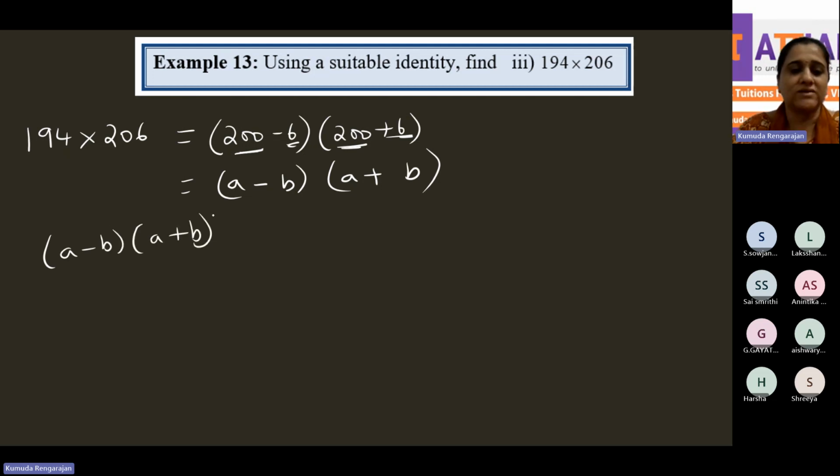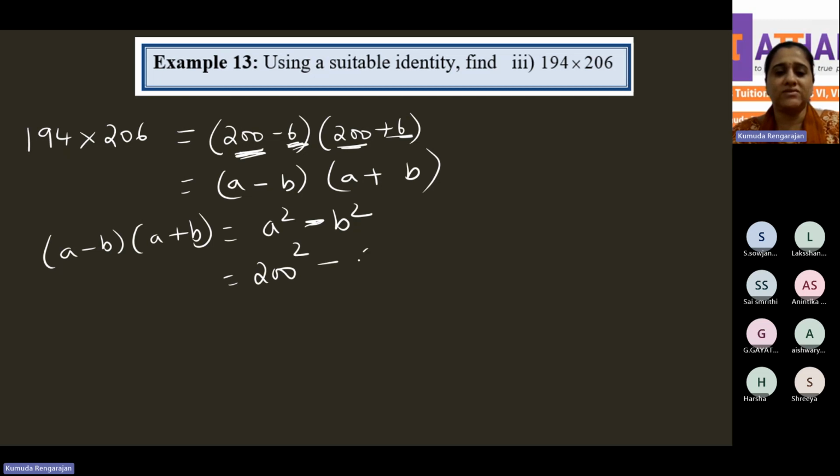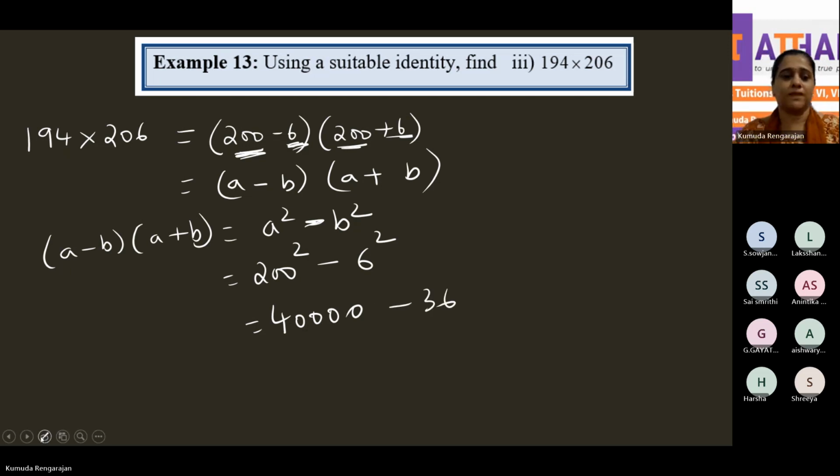So the given question looks like A minus B into A plus B, so the answer is A square minus B square. Because the given question is of the form A minus B into A plus B, the answer is A square minus B square. Now what is A? 200. See, this is A, this is A, this is B. So 200 squared minus 6 squared. So 200 square meaning 2 into 2, 4, followed by 4 zeros, because 200 into 200, minus 36, and the difference is the answer. That's the answer.